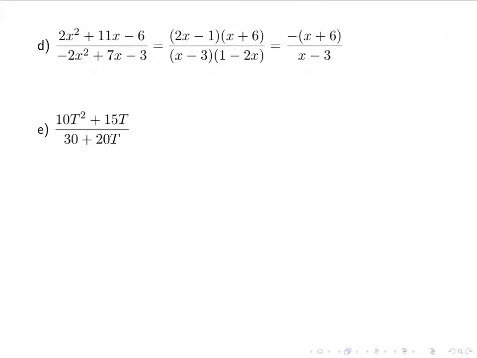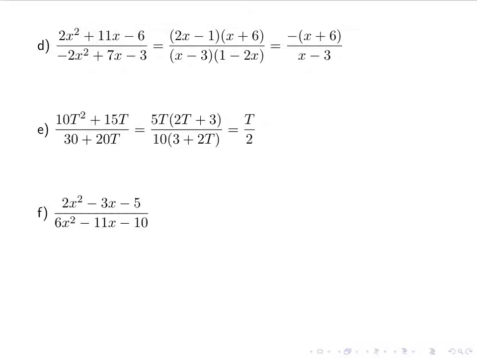Let's try another one. 10t squared plus 15t over 30 plus 20t. Both of them have a GCF we can take out. So the numerator's GCF is 5t, the denominator's GCF is 10. Notice we have 2t plus 3, 3 plus 2t, right? Addition's commutative, it's the same thing, so those two cancel. I also have a 5 on top and a 10 on the bottom, so I can cancel a 5, and when I cancel a 5 from the denominator, I still have a 2 left. So what I'm left with on the top is a t, on the bottom a 2. So I have t over 2.